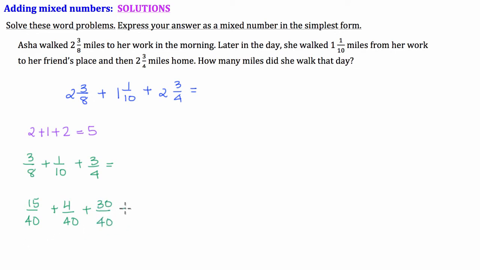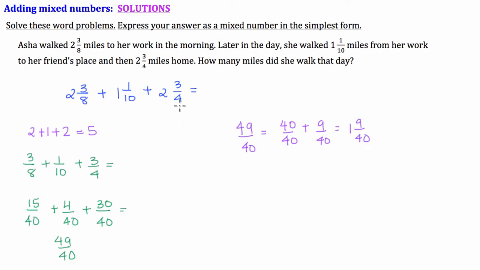And when I add these, that's equal to 49/40. The next step is to now convert 49/40 into a mixed number. So 49/40 is the same as 40/40 plus 9/40, and that is equal to 1 and 9/40.